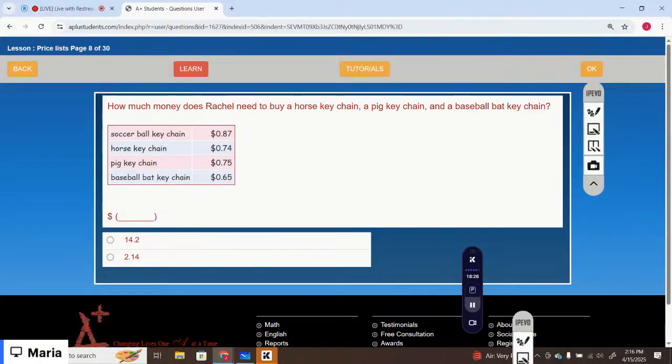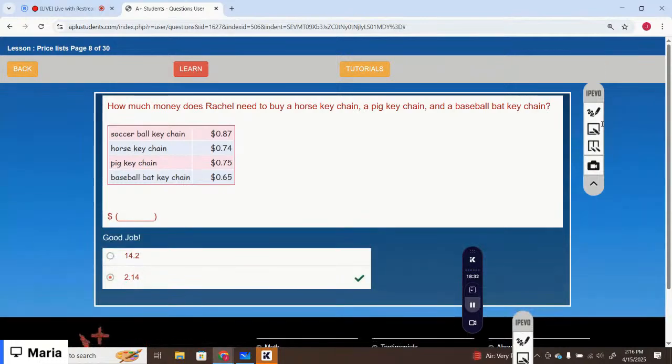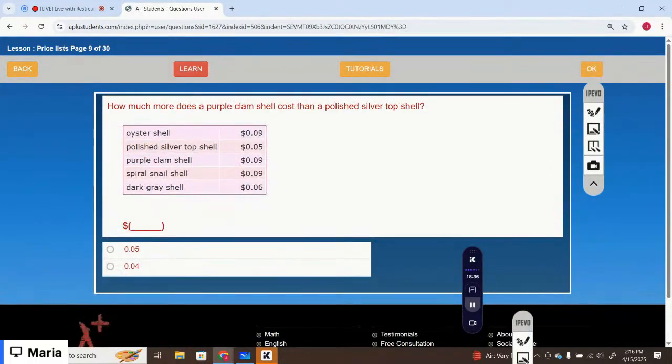Horse keychain is 0.74. Okay, let's see. The correct option is 2.14. Very good. Option 2 is the correct option. Okay, you can complete the lesson by yourself today. Let me just move to next lesson.